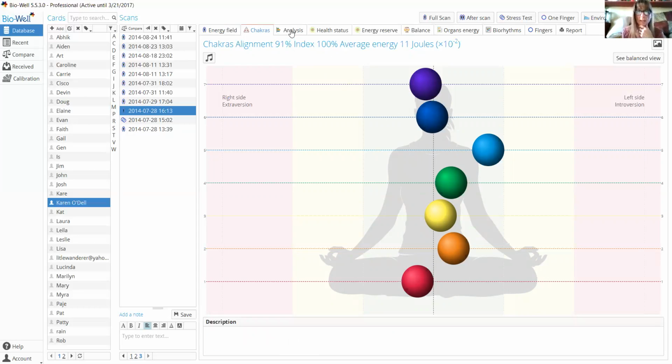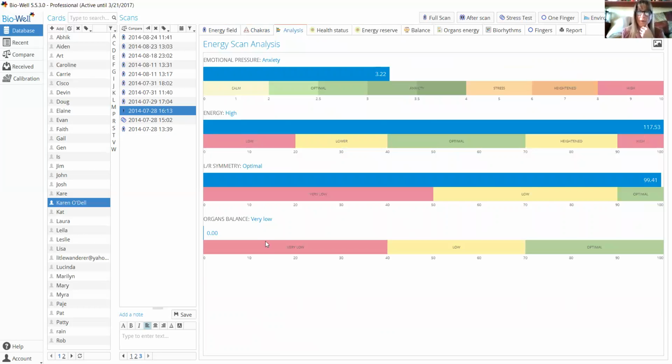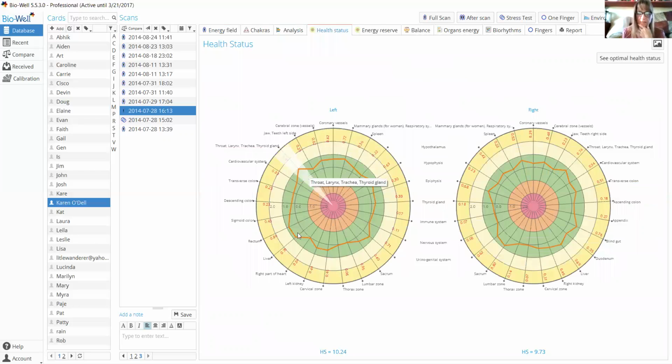If we look at the analysis, we find, once again, my organs balance in this was very low as I'm channeling this energy. Everything else, like left-right symmetry, is optimal, and the energy, like I said, is very high. Emotional pressure is going into the anxiety level as I prepare and think about what I'm doing here. Health status, you'll see it as nice and full.